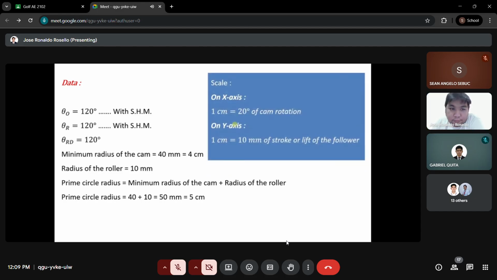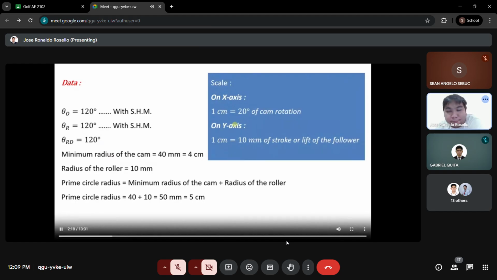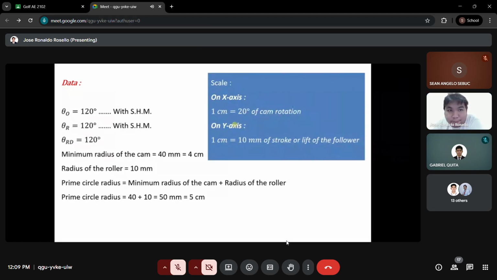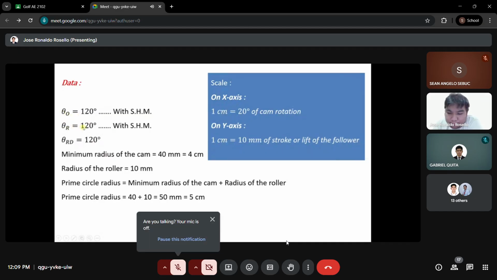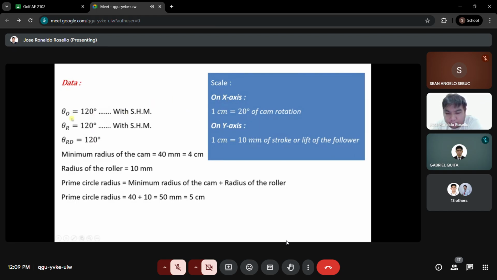Now we'll take into consideration the scale, which is very very important. So on x-axis we are having a scale of 1 centimeter is equal to 20 degree of cam rotation, and on y-axis we will take 1 centimeter is equal to 10 mm of stroke or lift of the follower. So 120 divided by 20, that is 6 centimeter. So theta outstroke will be 6 centimeter. Similarly, theta return stroke is also 120 divided by 20, that is 6 centimeter, and theta return dwell is also 120 divided by 20, that is 6 centimeter. So total will be 18 centimeter.